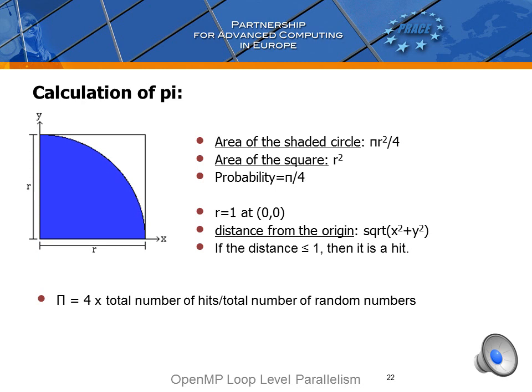Assume that r equals 1 and the circle is centered at the origin. For each throw, we generate two numbers between 0 and 1 corresponding to x and y coordinates. We calculate the distance from the origin, which is the square root of x squared plus y squared. If the distance is less than or equal to 1, then it is a hit. Finally, to calculate pi, we multiply the total number of hits over the total number of random numbers by 4.